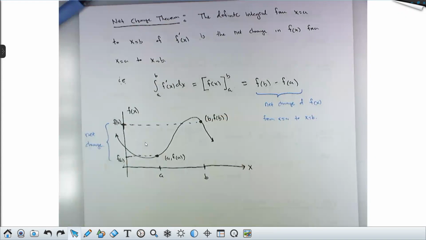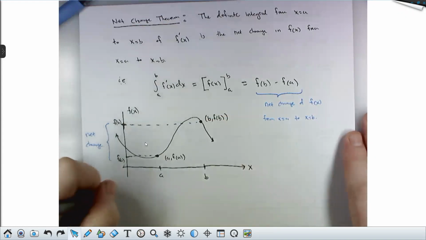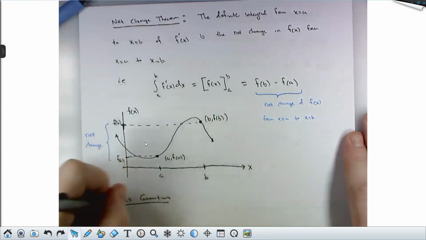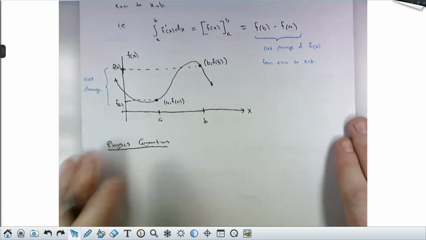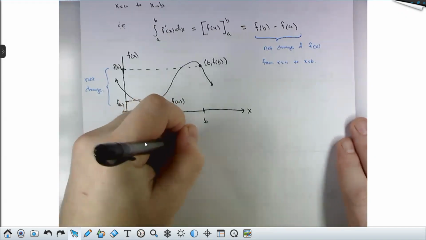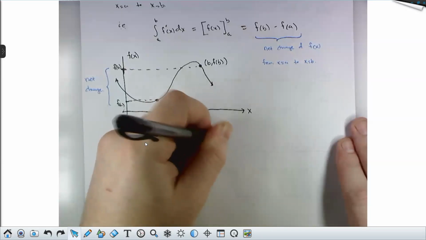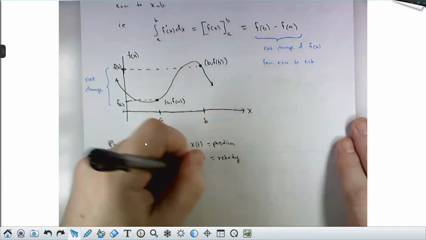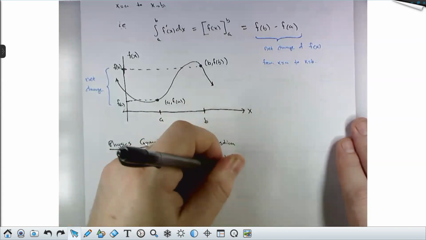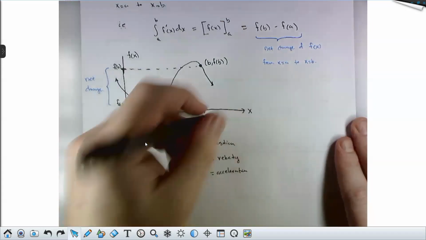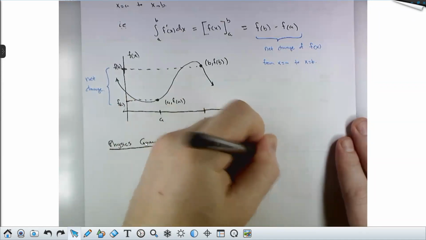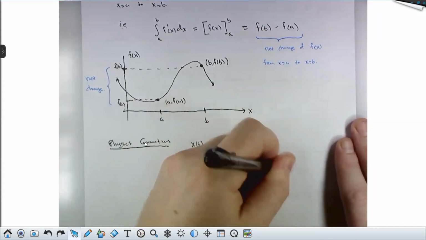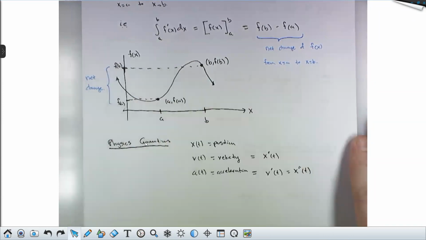A few important, one particularly important guy here is kinematics, physics stuff. So we know that if position is x of t, velocity is v of t, and acceleration is a of t, then x primed is your velocity, and v primed or x double primed is your acceleration.